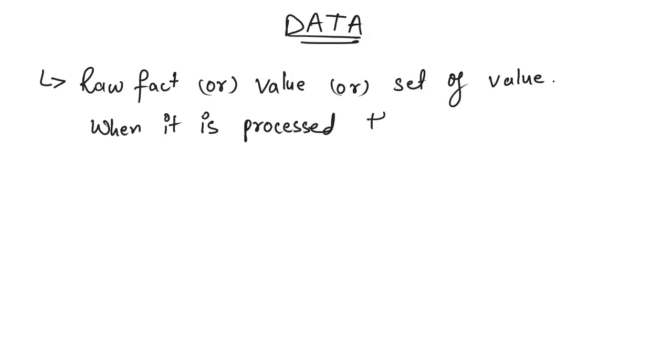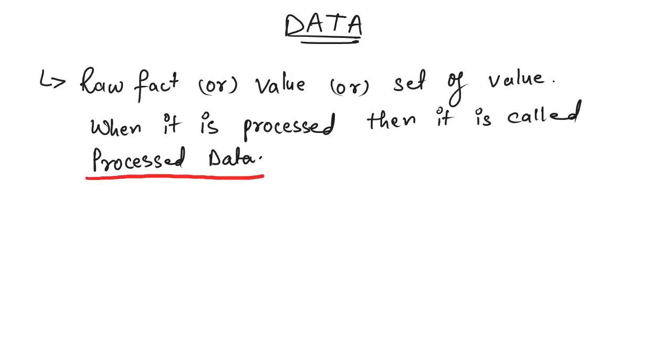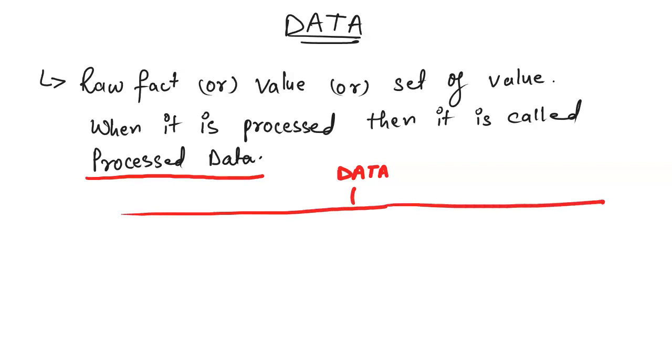then it is called the processed data. So basically when this data is processed, this is called the processed data. And now let us see the data. So basically this data is divided into two parts. It is divided or classified into two parts.